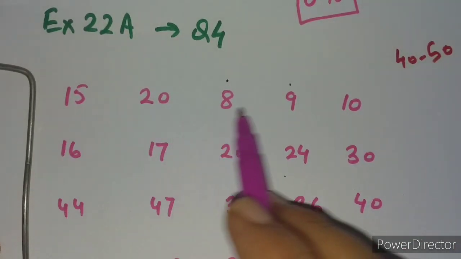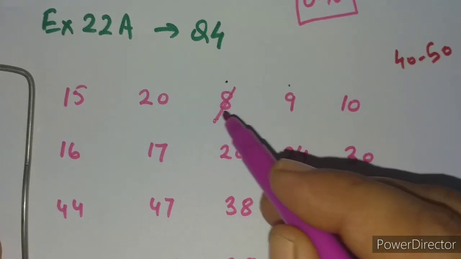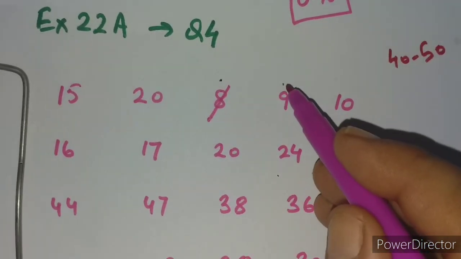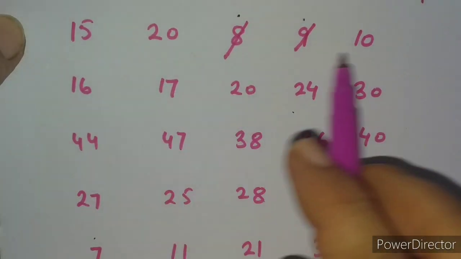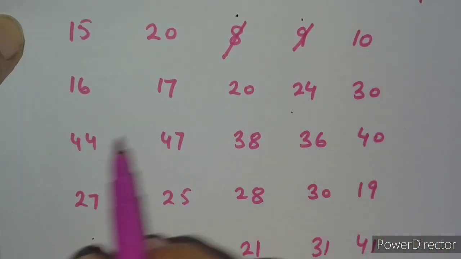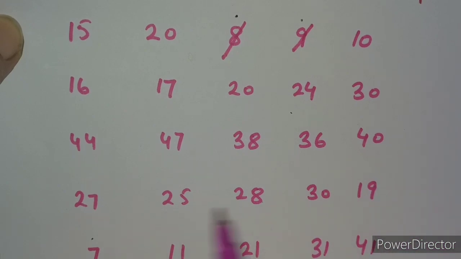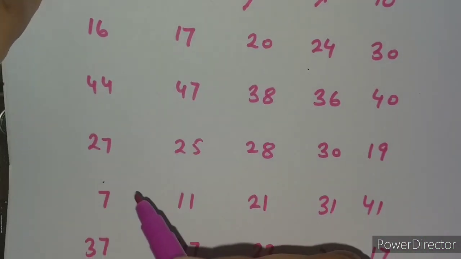Only 0 to 9 we have to take. First one is this 8. Keep on cutting if you count that. Then 10 will not be counted here, so remember. We will go on searching for the numbers only up to 9.